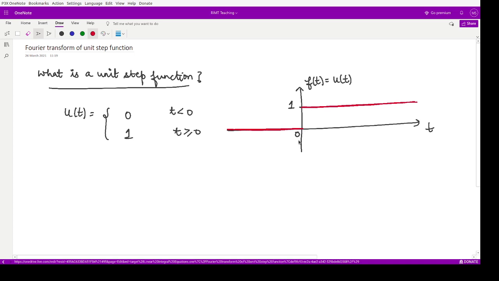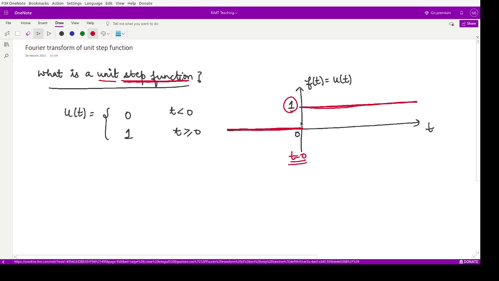That means at the point t equal to 0, we have a discontinuity. From the left hand side its value is 0, from the right hand side its value is 1. Therefore the function is known as the unit step function because it has a step-like structure, and moreover it is a unit step function because the magnitude here is unity.